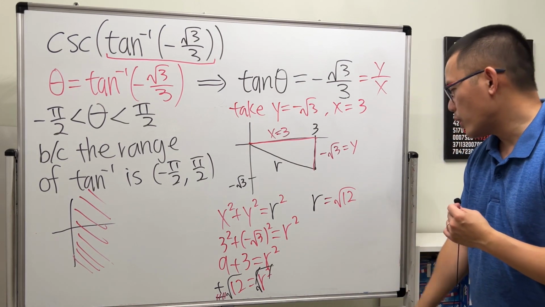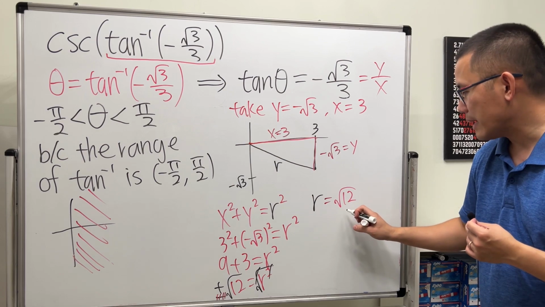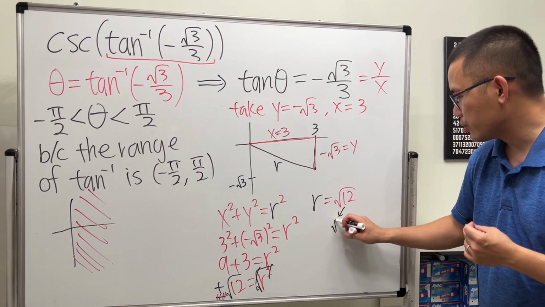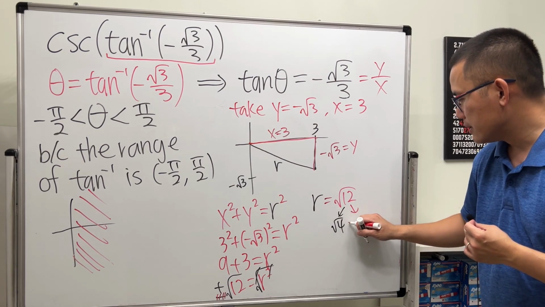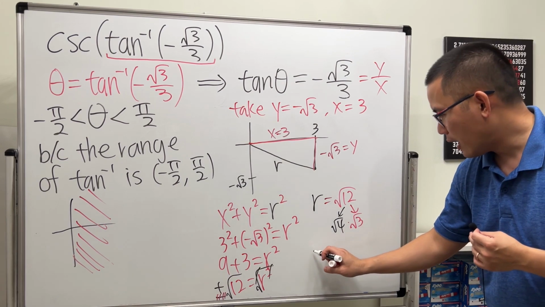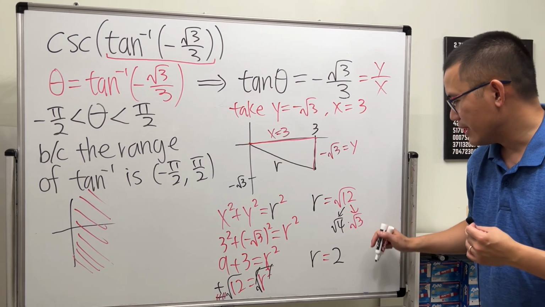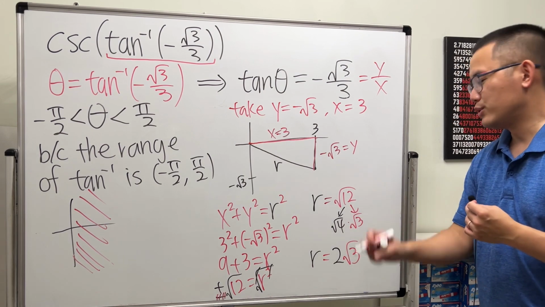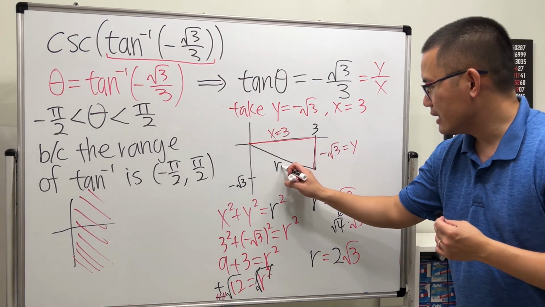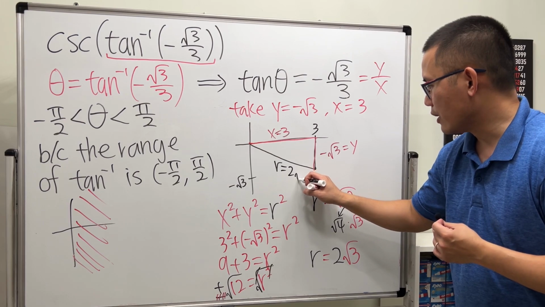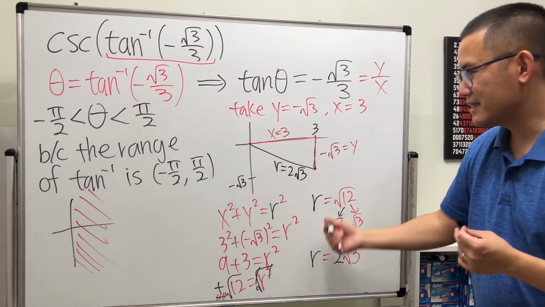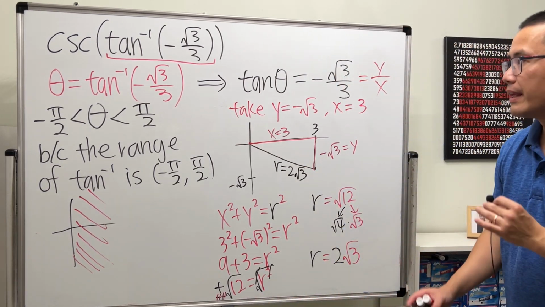We can break down square root of 12 as square root of 4 times square root of 3. So r equals square root of 4, which is 2, and then we have the square root of 3 right here. So r equals 2 square root of 3. So that is the answer to your question.